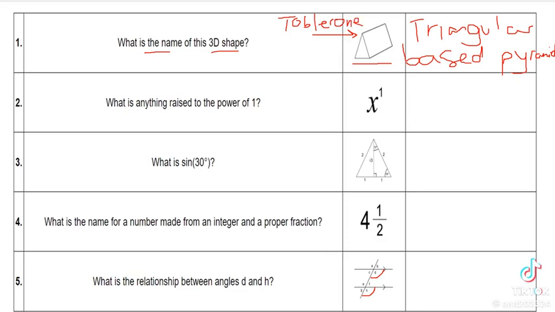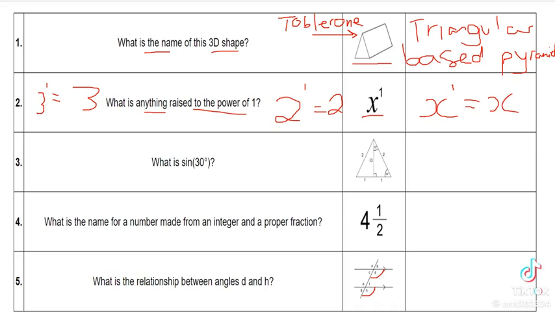This is question number 2. What is anything to the power of 1? So x to the power of 1. Anything to the power of 1 is just itself. So in this case, it's just equal to x. 2 to the power of 1 in maths is just 2. 3 to the power of 1 is just 3, etc. So x to the 1 is just equal to x.